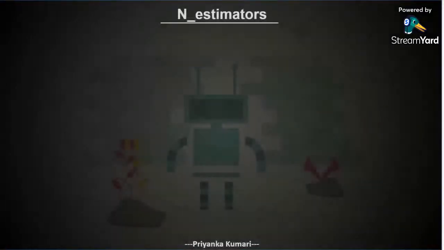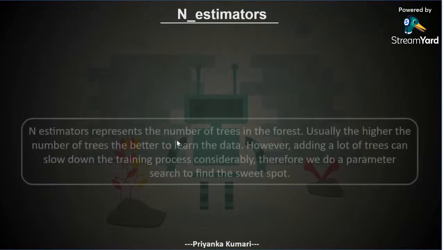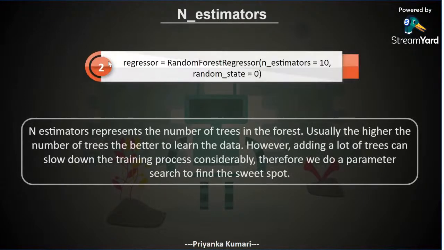Then, as I told, we will be discussing the parameter n_estimators. So now let us discuss n_estimators. You can see that on the second line of code, after creating an object, we have passed the n_estimators parameter over here. So let us understand what n_estimators is. n_estimators basically represents the number of trees in the forest. Usually if the value of n_estimators is higher, which means there are more trees, it is better for the data. However, adding a lot of trees, like if more decision trees are used, can also slow down the training process considerably.